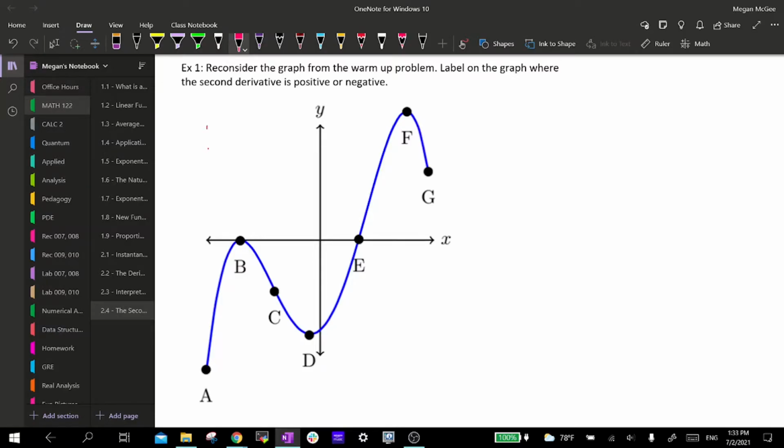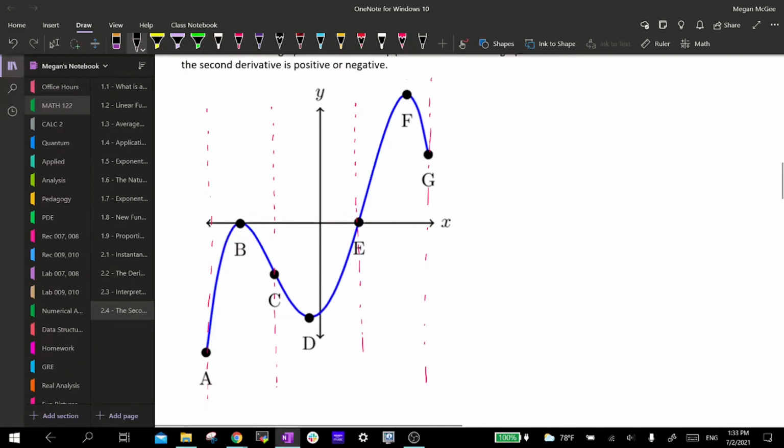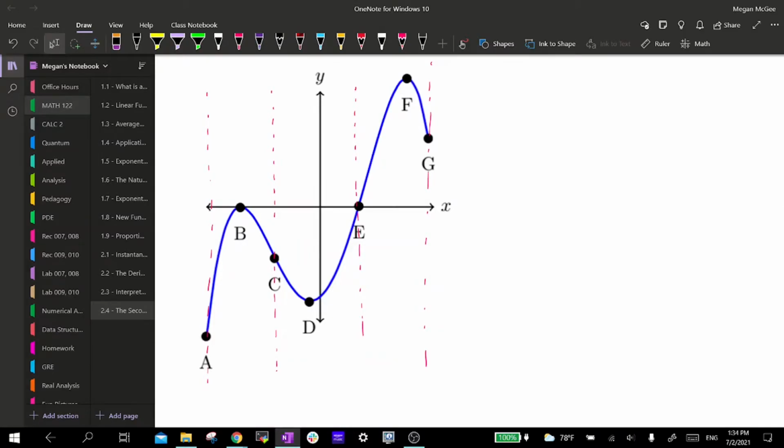Alright, so we start at A. And it looks like about C is where we switch concavity. And then again we switch at about E. And then we're ending at point G. Okay, so now we need to label what is happening with the function in between all of these points where we're switching concavity. Alright, so between A and C, our function is concave down.